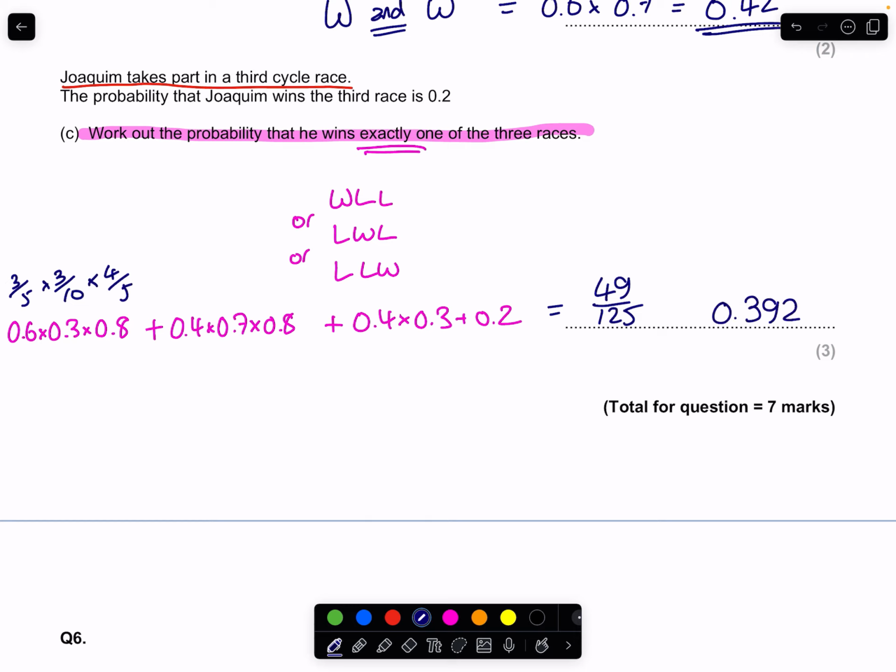Because we've done this with decimals the whole way, I'd be inclined to stick with that, but it doesn't technically matter. As long as the answer is correct, you're going to get the marks. Done.